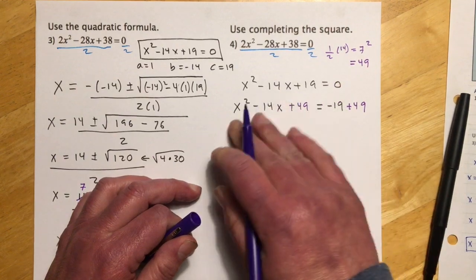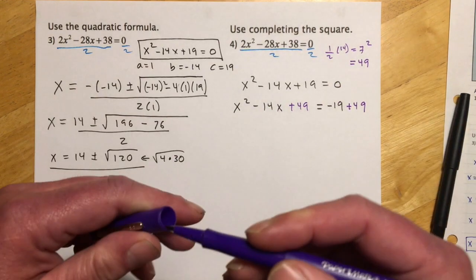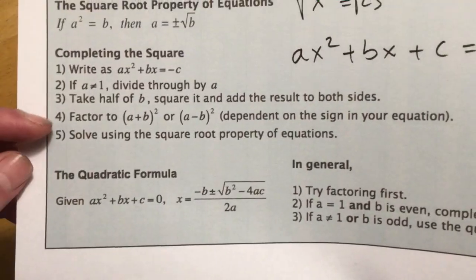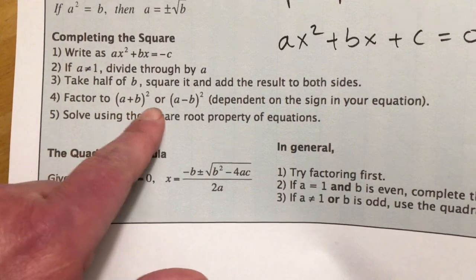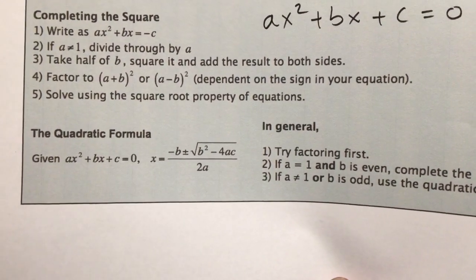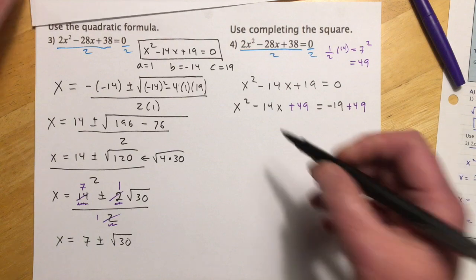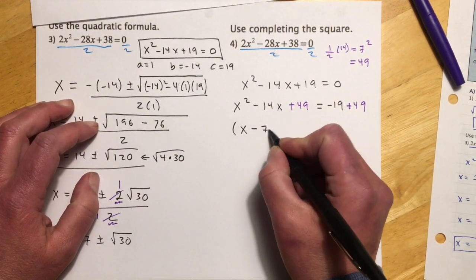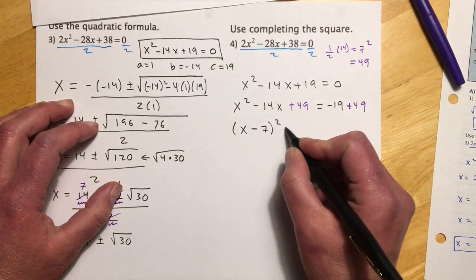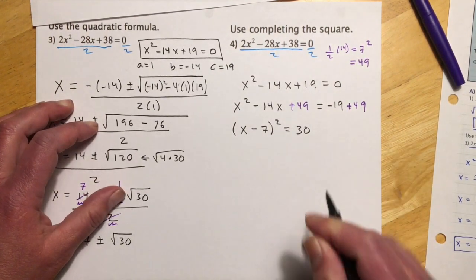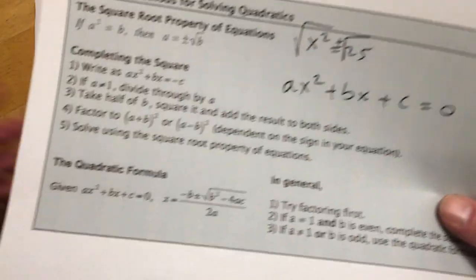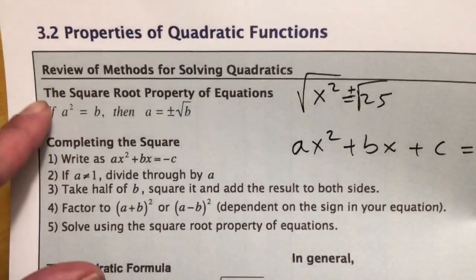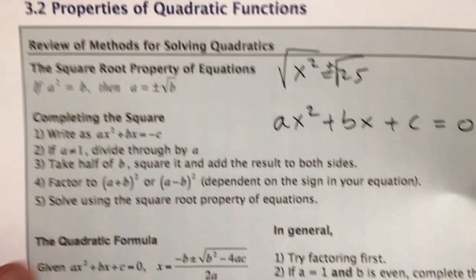I think let me finish the problem, and then I'll explain this step at the end. So then next is we factor to (a plus b) quantity squared or (a minus b) quantity squared, depending on the sign. Ours is a minus, so that will be (x minus 7) quantity squared equals 30. And then solve using the square root property of equations, which was this thing up here that says if I have a square, I can root both sides and solve.